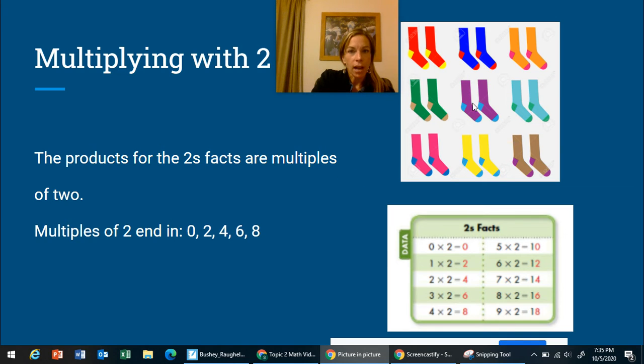So when I was up here counting them by 2, I can also show that in multiplication, obviously. So if you look here at our table, we have 0 times 2 equals 0. 1 times 2 equals 2. 2 times 2 equals 4. 3 times 2 equals 6. If you notice by looking at the red, it is going up by 2s. 0, 2, 4, 6, 8, 10, 12, 14, 16, 18, just like I did up top with those socks. Let's keep going.